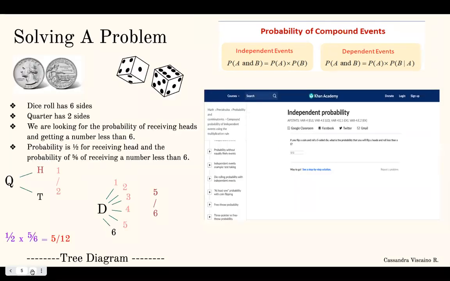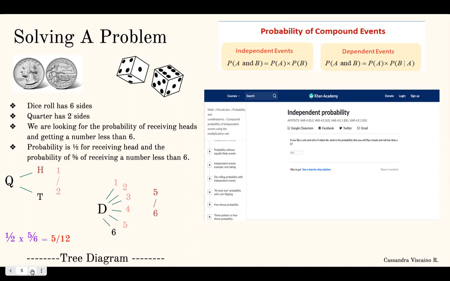A problem that I chose would be: if you flip a coin and roll a 6 die, what is the probability that you will flip a heads and roll a number less than 6? So we know a quarter has 2 sides, a heads and a tails, and we know a dice roll has 6 sides. We are looking for the probability of receiving heads and a number less than 6.